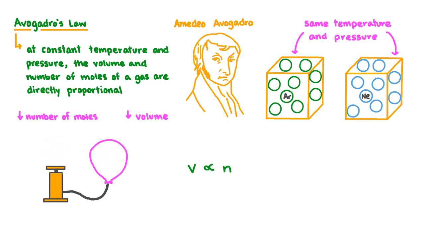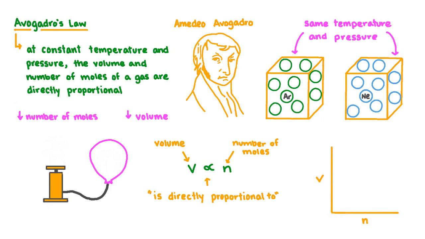Avogadro's law can be expressed by the proportionality statement, which reads, volume is directly proportional to the number of moles. If a graph is made of the number of moles of gas versus its volume, the data points will exactly fit a linear trend line which passes through the origin. It is important to recognize that Avogadro's law only holds true when the gas is maintained at a constant temperature and pressure. If either of these variables is changed when performing an experiment, the volume of a gas and the number of moles of gas will no longer be directly proportional.